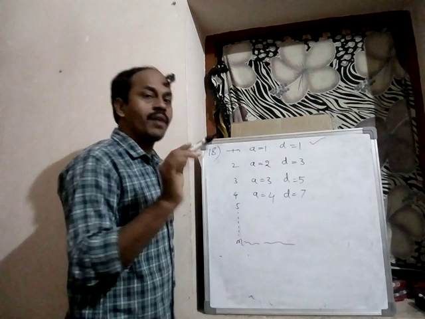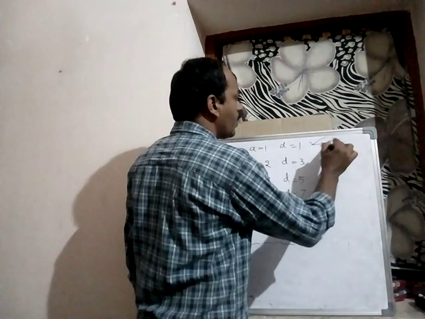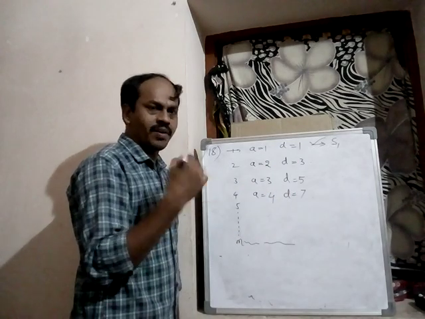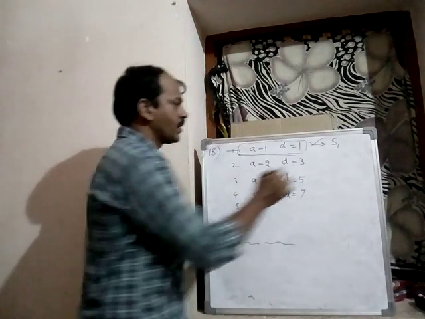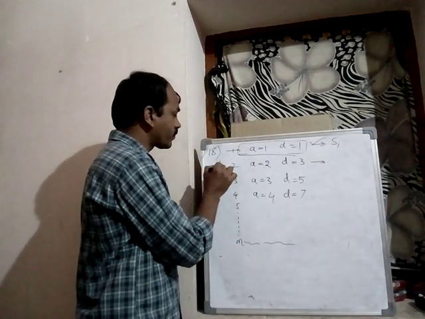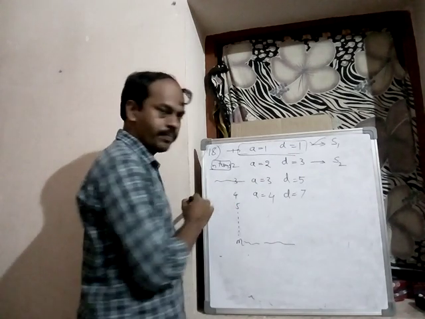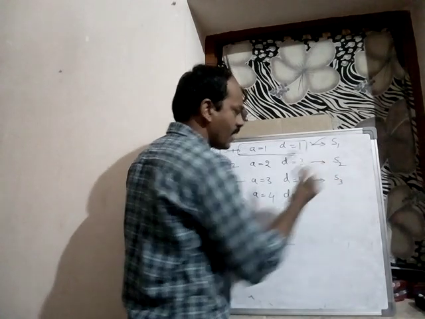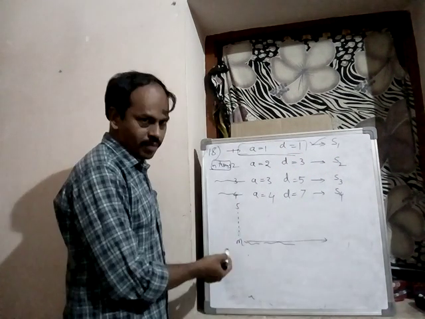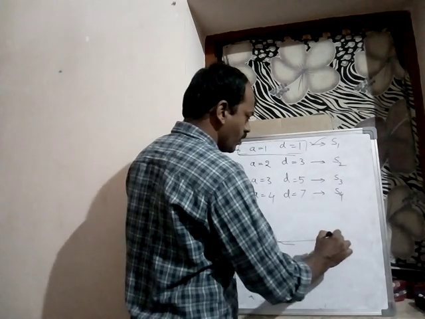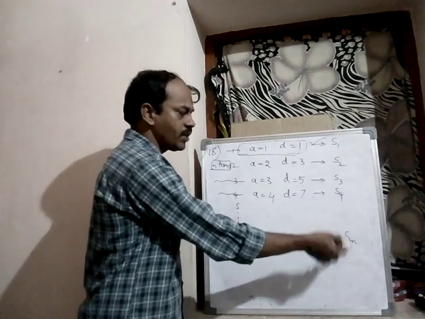In this AP, the sum of n terms is denoted by S1, since this is the first AP. Generally the sum of n terms is denoted by Sn, but here S1 is for the first AP. For the second AP, the sum of n terms is denoted by S2. The third AP is denoted by S3, the fourth AP by S4, and the same way, for the mth AP, the sum of n terms is denoted by Sm.